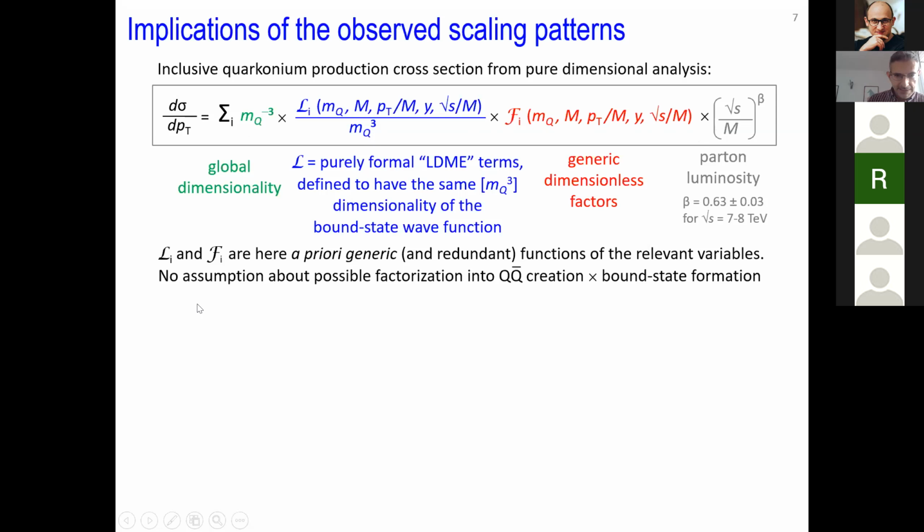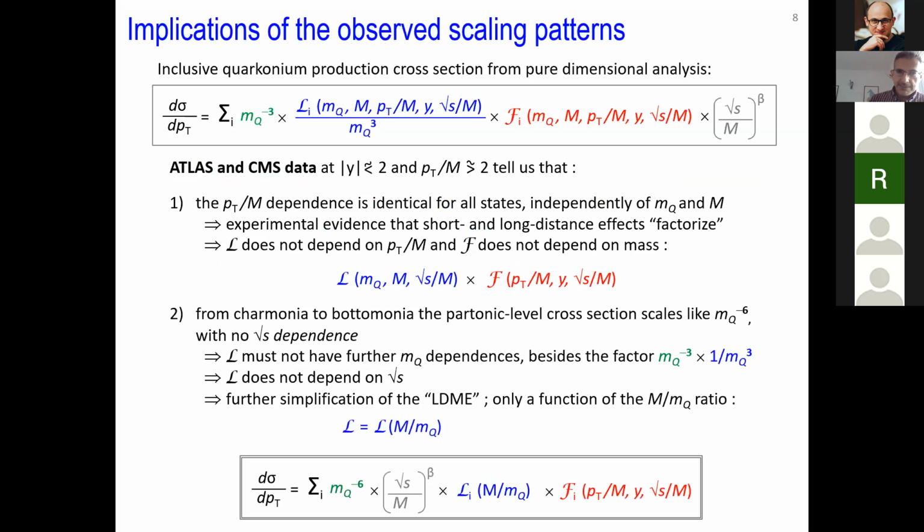But now let's apply the observations that we have seen in the previous slides. First, the pT over M dependence is universal, identical for all states. Therefore, it is not dependent on the mass of the heavy quark, nor on the mass of the individual state. This is a nice evidence of the factorization between short and long distance effects. In particular, we can apply it to the above formula by rewriting L as something not depending on pT over M and F as something not depending on the masses. So we have this intermediate step here.